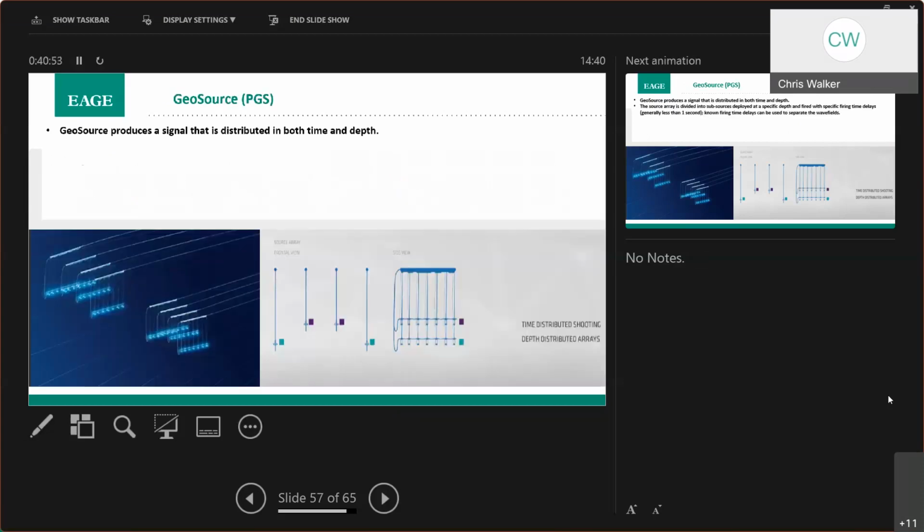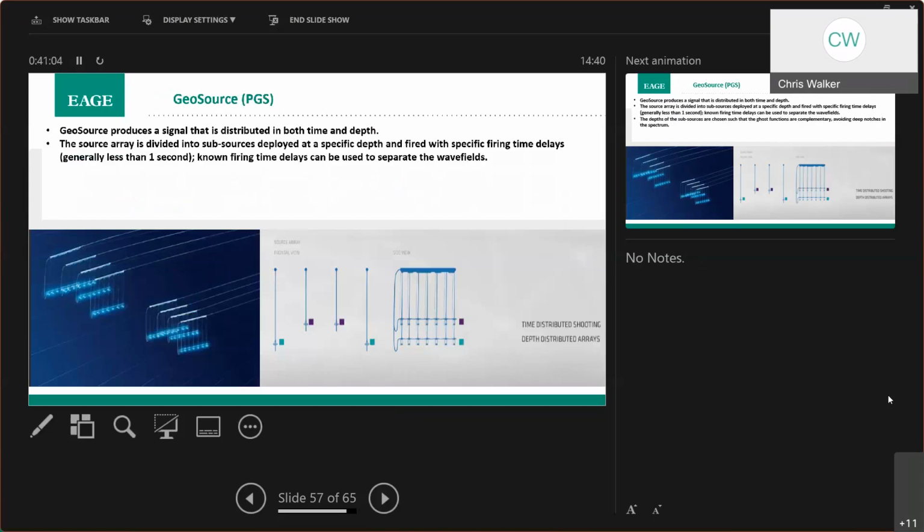So moving away from marine vibrators, for the final few slides, GeoSource is a technique developed by PGS that is distributed in both time and depth to give you the ability to remove the ghost on the source side. Multi-component streamers allowed us to remove the receiver ghost on the receiver side. GeoSource allows you to do the same thing on the source side.